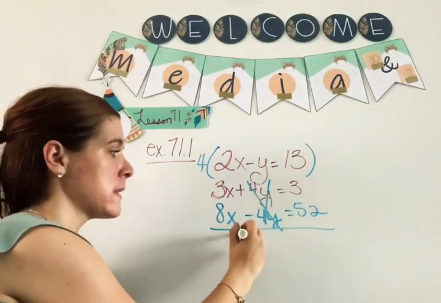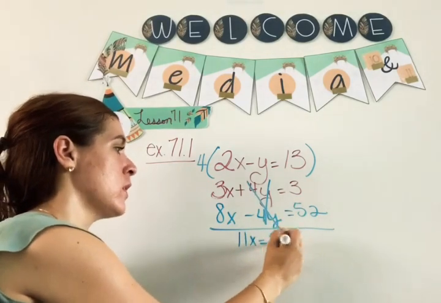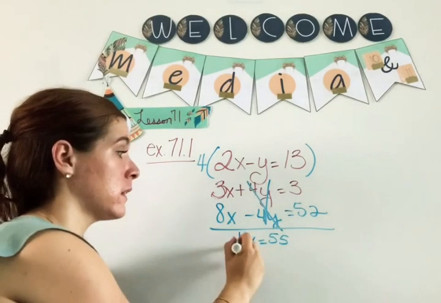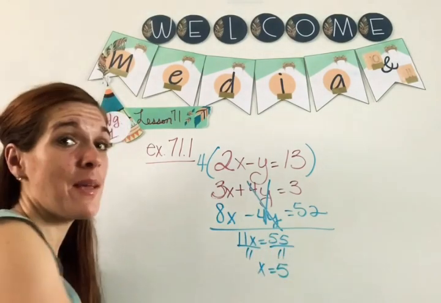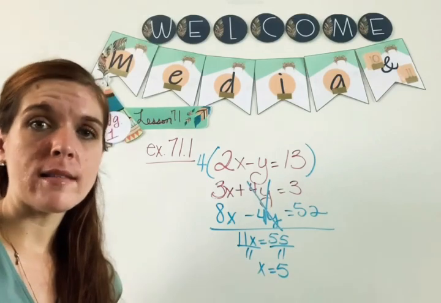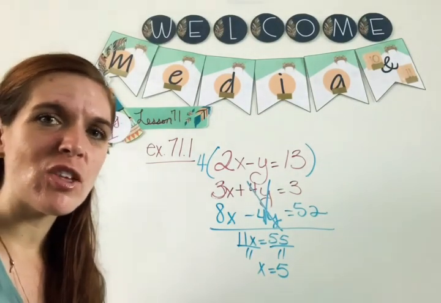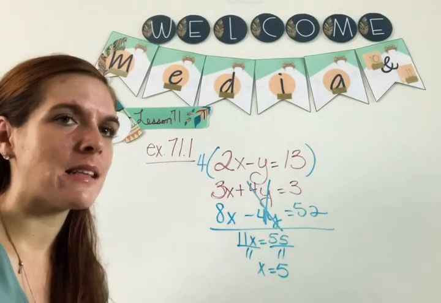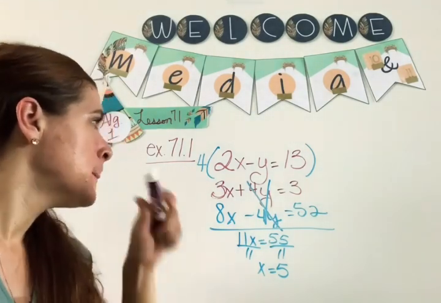3x plus 8x, 11x. 3 plus 52, 55. Okay? So again, we're doing the divide here, x equals 5. Same answer, just a different process. Now I do understand that maybe it's not fun because you have to search for the one that you can manipulate and how you can manipulate it, etc. But if you get into the groove of doing that, you might like it better.